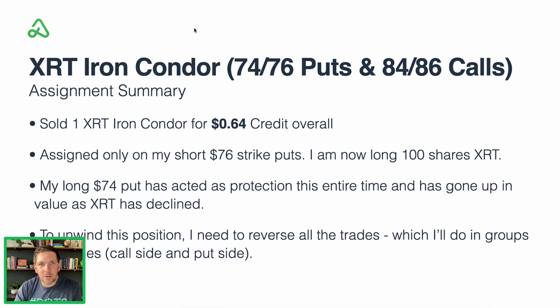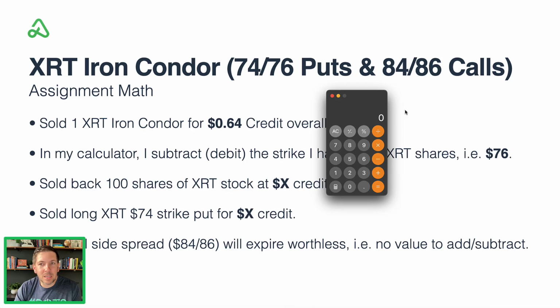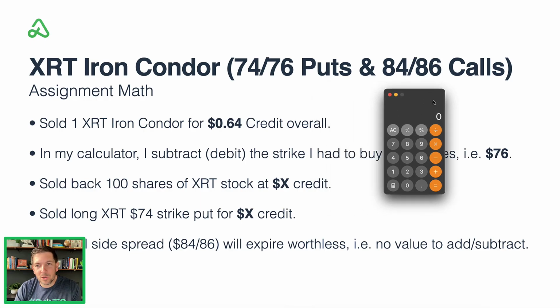So here's what we're going to do. First thing that we're going to do is go through this assignment math together, because this is going to be really important. First thing is, again, we're going to start with the fact that we sold this iron condor for a 64-cent credit overall. Now, the way that I go through this is I literally bring out my calculator like I'm showing you on the screen, and I calculate it out just like I'm going to show you right now. So I start with the 64-cent starting value.